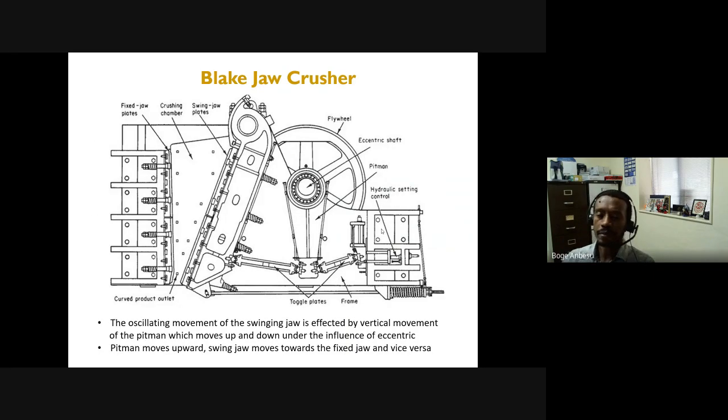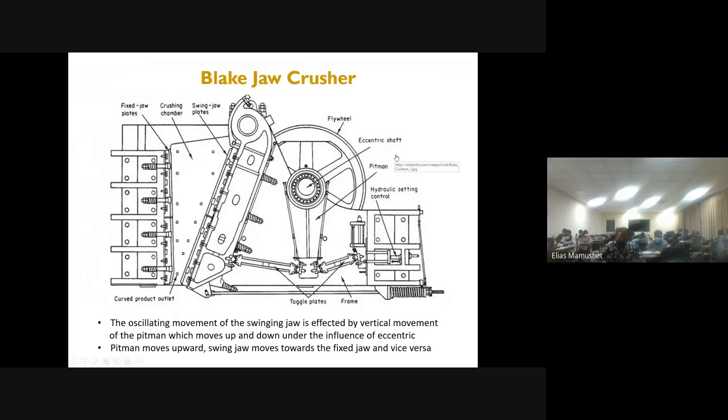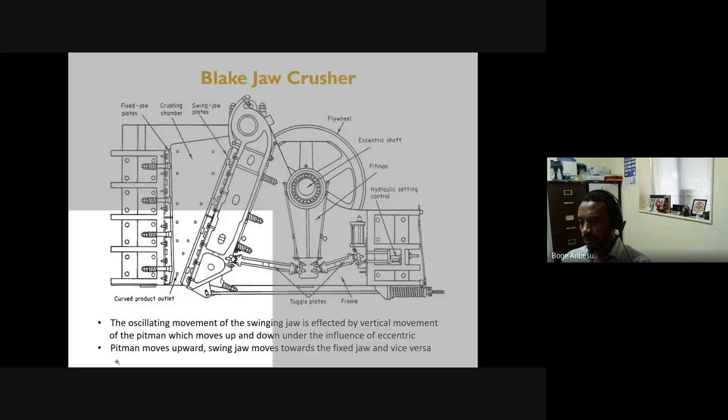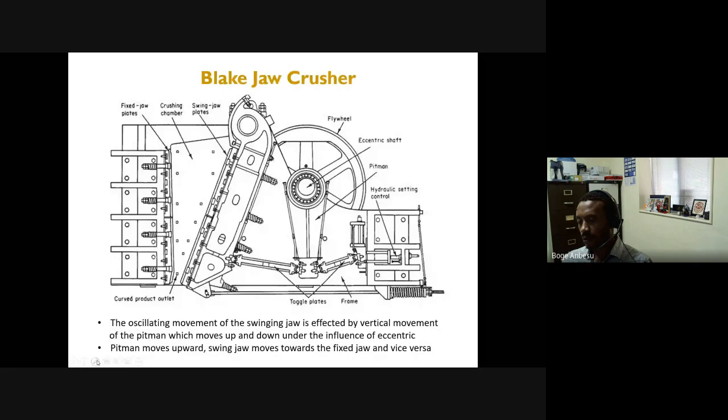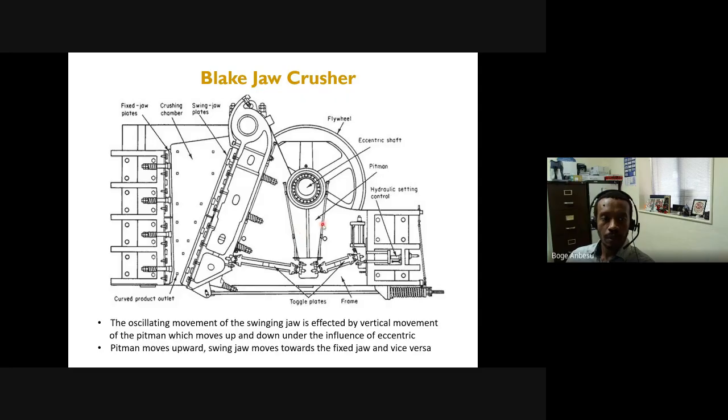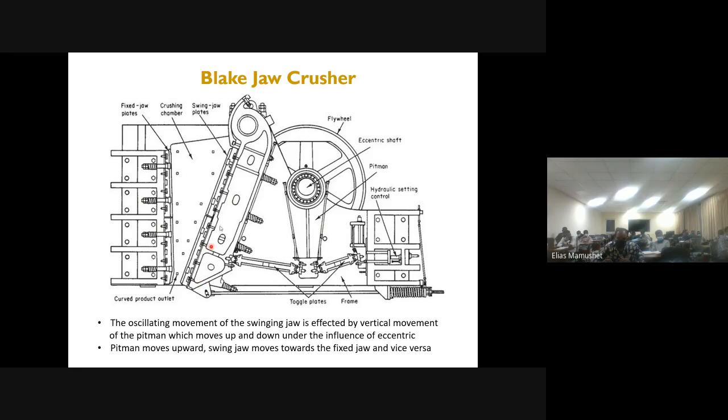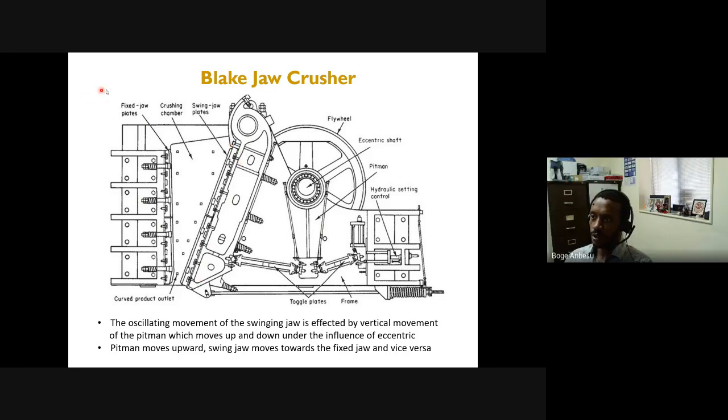One of the more common jaw crushers is the blade jaw crusher, and this one is called a double toggle jaw crusher. Let me see if I can use my pen. I hope you can see that arrow there. So in a blade crusher, this is the fixed part, this is the fixed jaw, and this is the movable jaw. As you can see, this is where we feed it from.